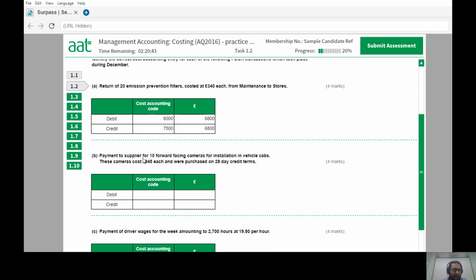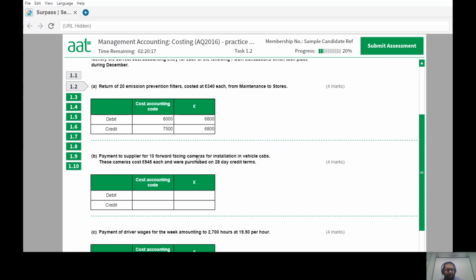Then payment to supplier for 10 forward facing cameras for installation in vehicle cabs. Remember, this is payment, so this is not something going on the ledger now. This is going to be cleared from your cash book, and your ledger control account will reduce the balance. If it's a supplier, they're going to be a credit account. This is going to be debiting it. Bank's going to be credit. So that is the scenario we have to look at.